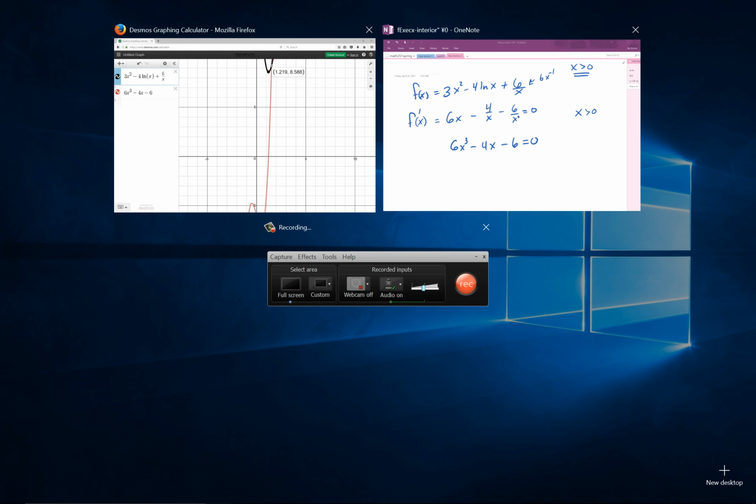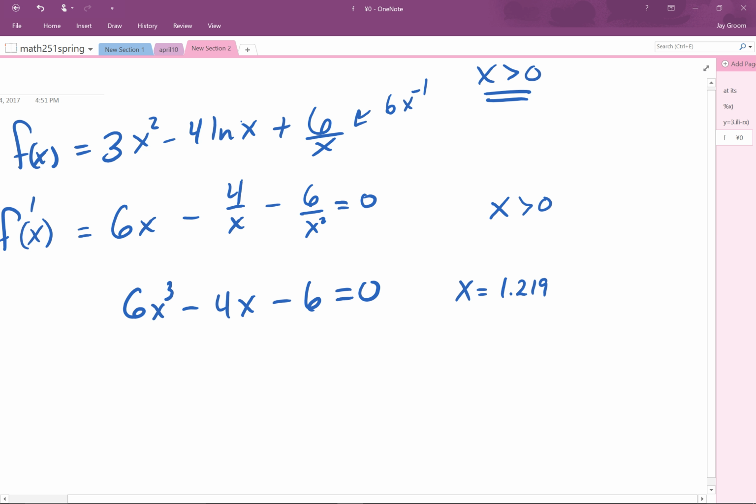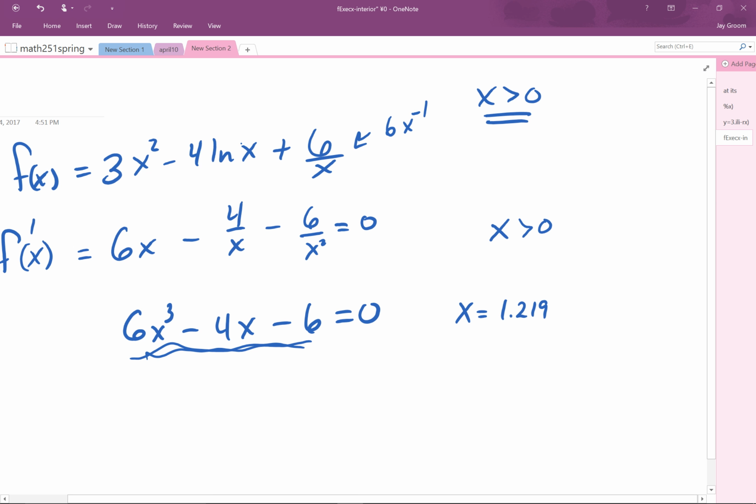Bam. And so this happens at 1.219. What if this thing had a 0 at negative 3? Here's my question to you. What about it? Because this function right here exists on the negative side too. But we don't care about what's going on there. We only care when x is positive, and this is the only solution.